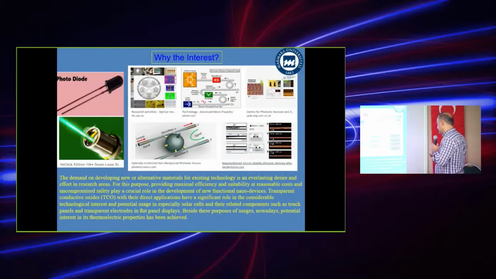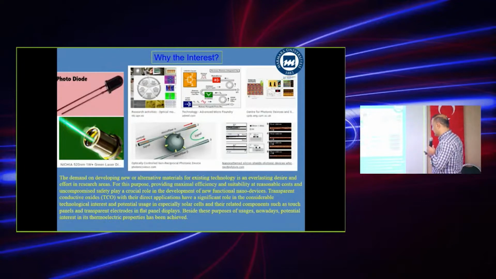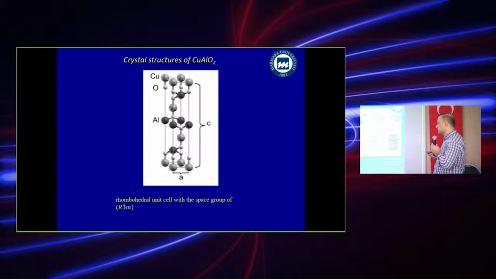Here, copper aluminum O2 is really very important, and it has been studied more. We always get other properties when we add some elements to it. So it has potential interest in thermoelectric properties too. We first try to understand the physical properties, and then we are going to add more elements to improve the physical properties correlated with the thermoelectric properties.